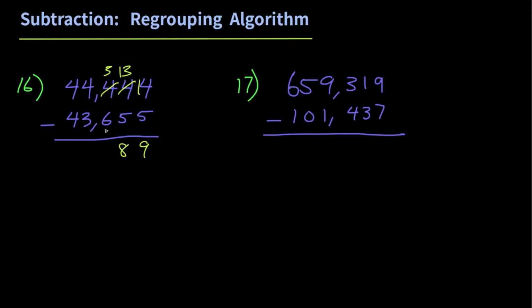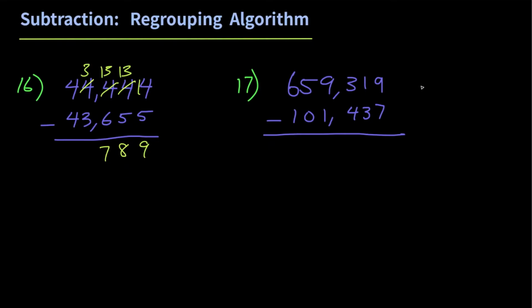3 minus 6, can't do it, need to borrow. So I borrow 1 from here, add 10 there. I now have 13 minus 6, that's 7. I have 3 minus 3 is 0. 4 minus 4 is 0. But those are leading zeros and I don't need them. So the final result is 789.